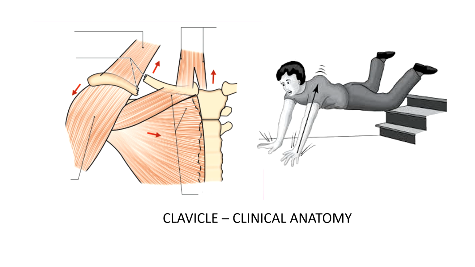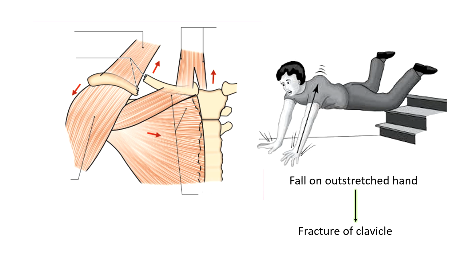So let's discuss the clinical anatomy of clavicle. This is important for MCQ and Viva purpose. Okay, so first thing which you need to know is the fracture of clavicle. The fracture of clavicle happens when a person is falling on an outstretched hand.